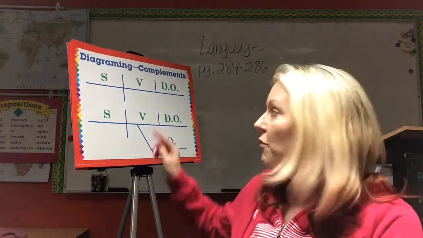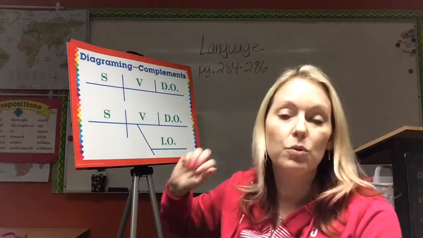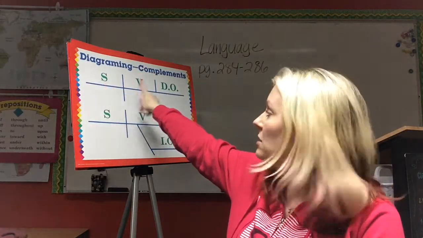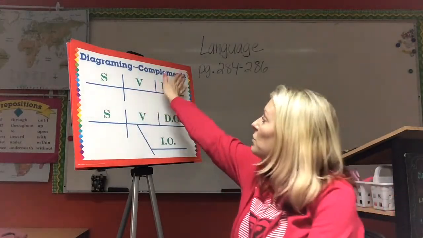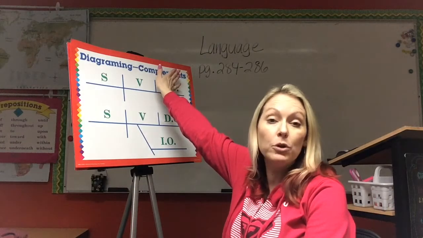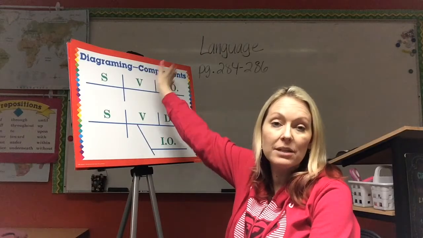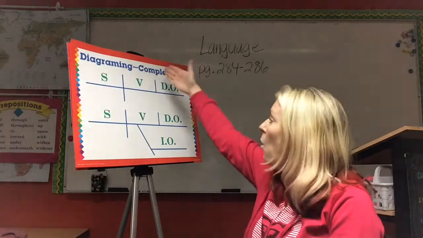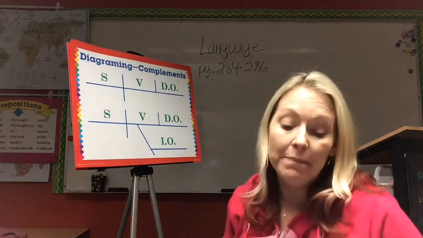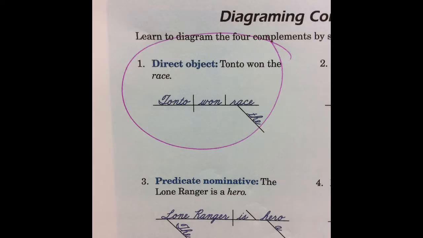Okay, so when we're diagramming just the direct object with our subject and verb, we remember that on this side we have our subject, and this we would have our verb. So pretend like that doesn't exist for a minute. That would be how we start our normal diagramming process, right? Well, when we have a direct object, we then add it with a horizontal line, and then we add it at the end, okay? So if you were to look at number 1, it says Toronto won the race.